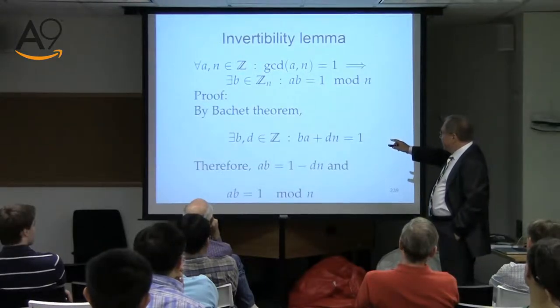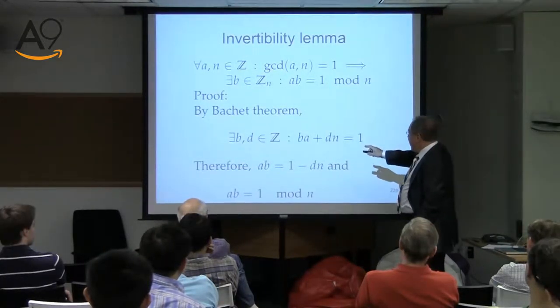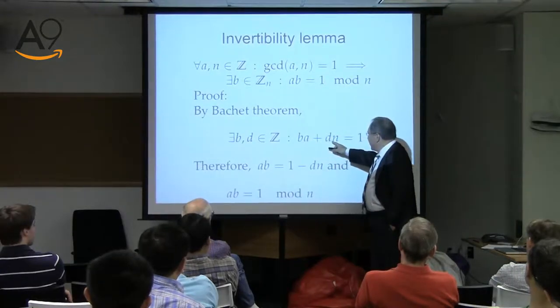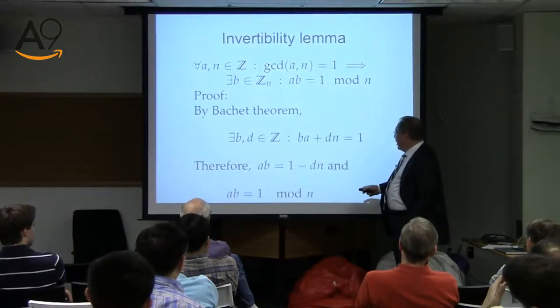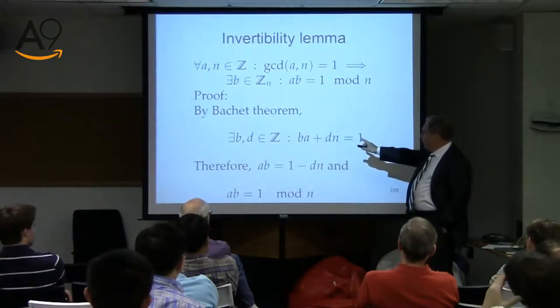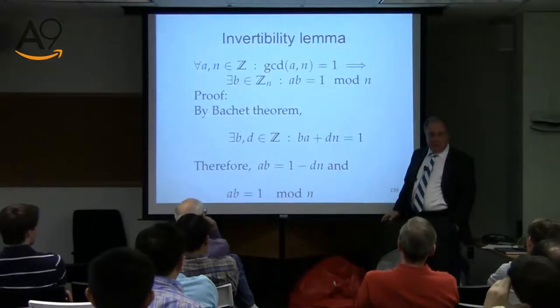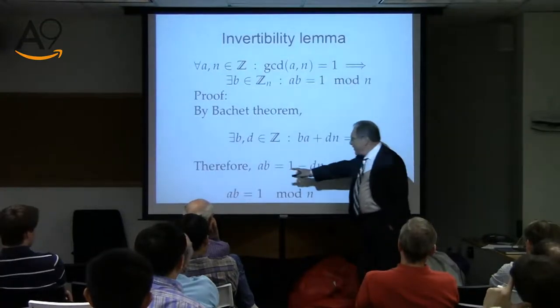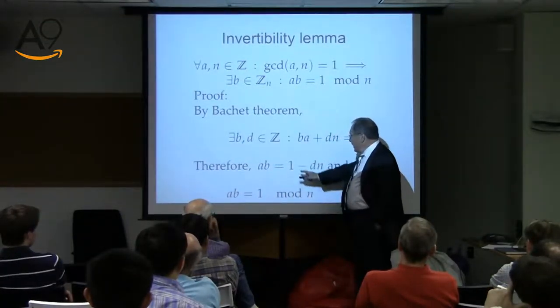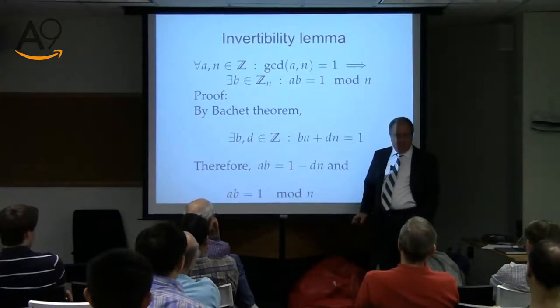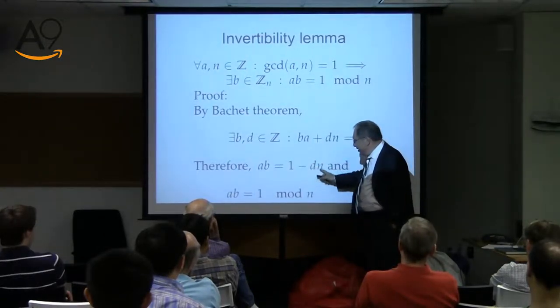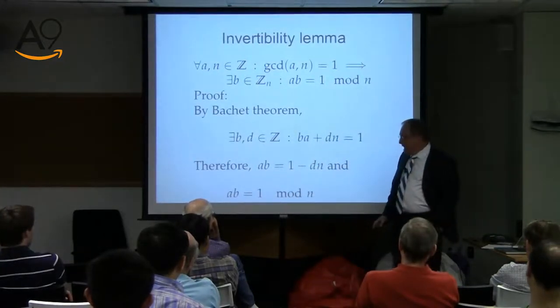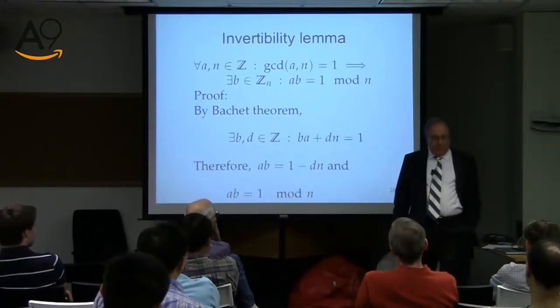By Bézout's theorem, we know that we could get a linear combination of A and N with some B and D to be equal to 1. Therefore, AB is equal to 1 minus DN. And since DN is 0 mod N, AB is equal to 1 mod N.